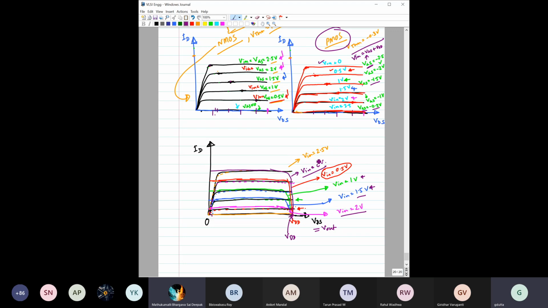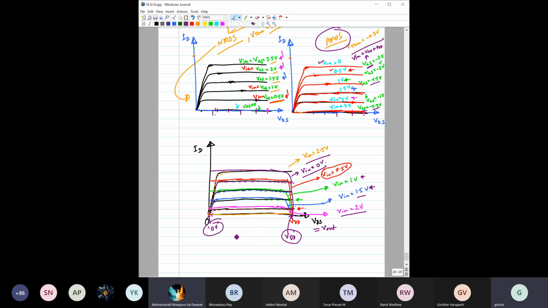Now finally, when V in equal to 2.5, you have an NMOS characteristics like this, but PMOS is off, so PMOS characteristics is like this, which gives you the intersection exactly at the origin. So that means when V in equal to 2.5 volt, you will get 0 volt at the output. Similarly, for the other case, you can see for NMOS, at that time NMOS is off, so the intersection is here. So output is VDD, right?